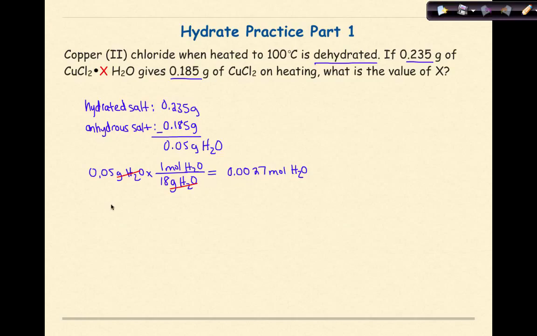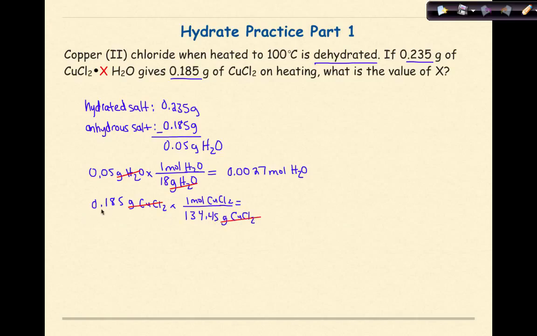The next thing I want to do is take the mass of my anhydrous salt, so only the ionic compound, no water molecules involved, and convert that into moles. So 0.185 grams of CuCl2. Again, we're going to convert that into moles. So 1 mole of CuCl2. The gram formula mass of that is around 134.45 grams of CuCl2. Again, I'm going to cancel my units, so grams of CuCl2 cancels grams of CuCl2.